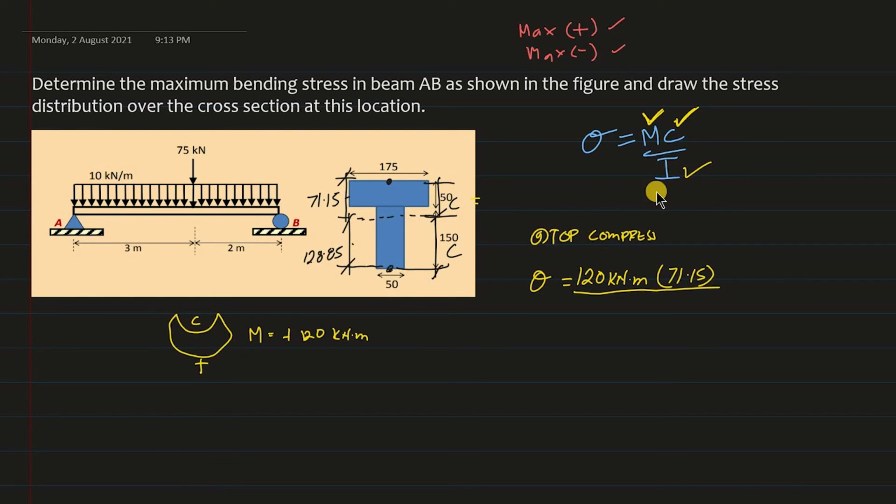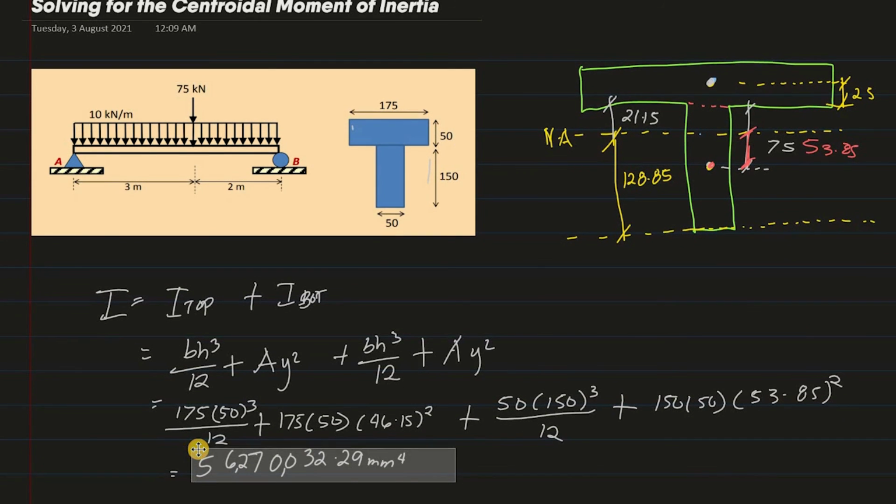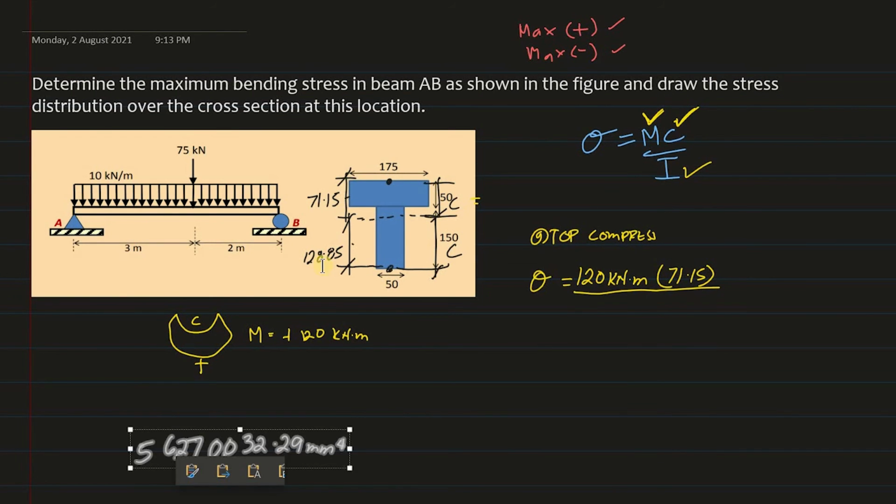Ang value ng ating I, mga bis. Ano yung na-solve natin kanina? Wait, copy ko na lang. Hindi ko ma-memorize. Okay, so balik tayo dito. Ayan, ito yung value ng ating moment of inertia I.